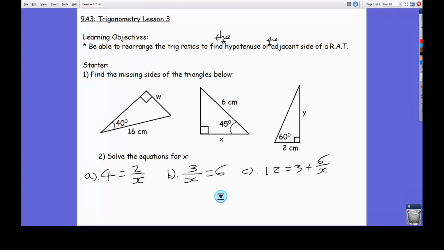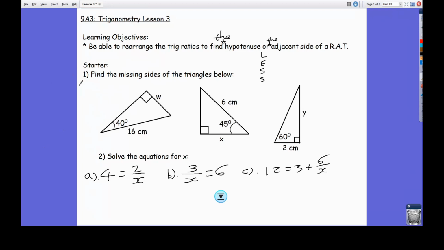So to start with, hopefully you've got the sheet that I've put on Teams for lesson 3, or you're just following your book. If you're following your book, just draw the diagrams, have a title and a date, and everything. And then please have a go at the starter. So I want you to find the missing side of the triangles below, remembering less is more. So label, equation, select, solve, and your Sohcahtoa. And then, once you've done that, I want you to solve the equations for x. So try to jog your memory regarding rearranging equations. So just do your best, pause the video, and then we'll go over the solutions.